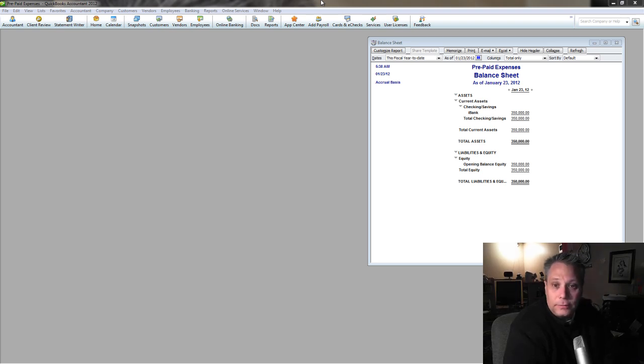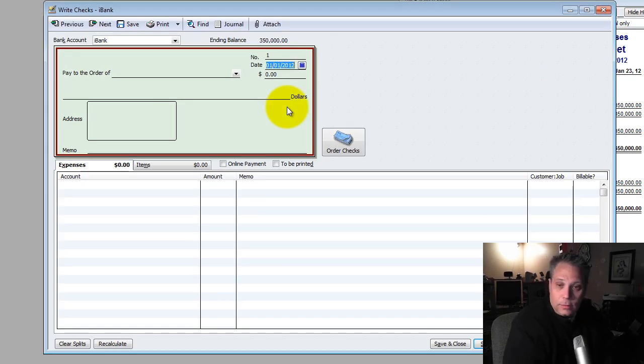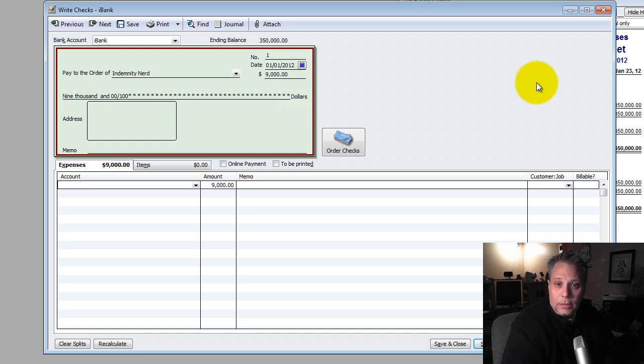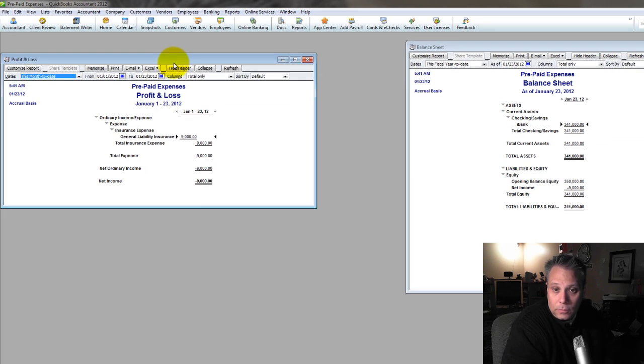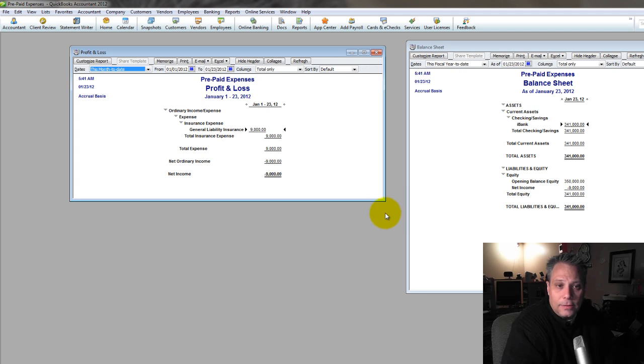I'll write a check, and I'll write it to the insurance company. Let's say it's for $9,000 for my liability insurance. And I just book it to the general liability insurance expense, right? Save and close. The cash comes out of my account. And if I run my profit and loss, everything looks perfect. Right? I've got my $9,000 on the books.